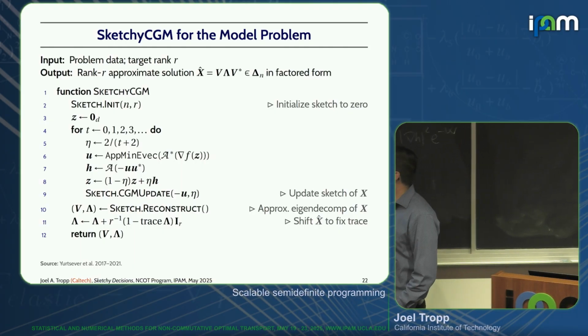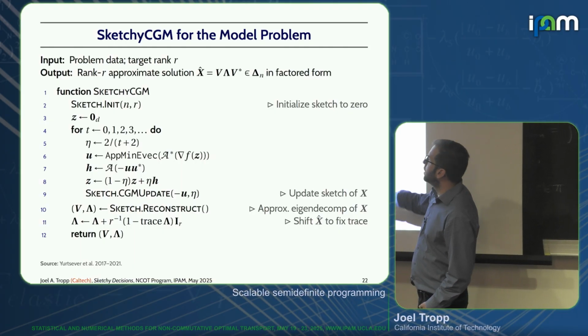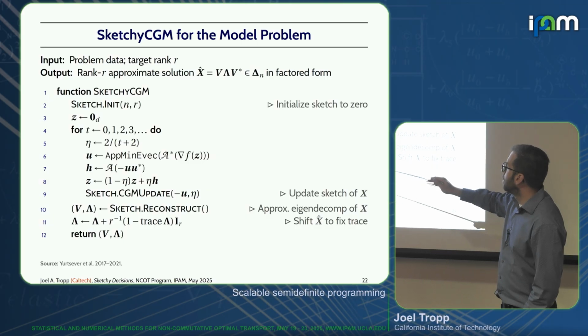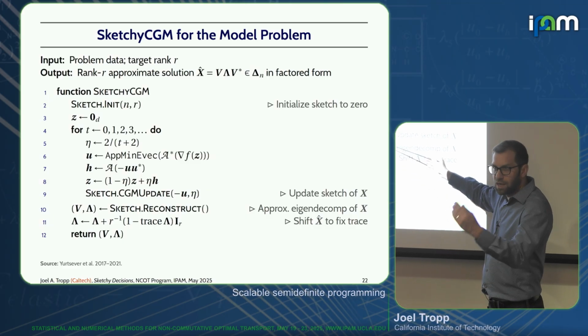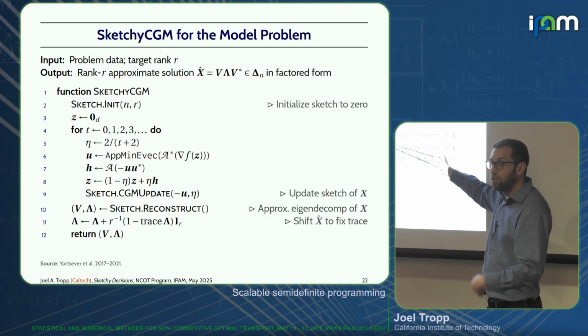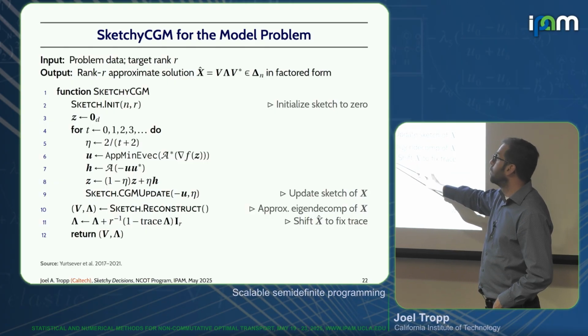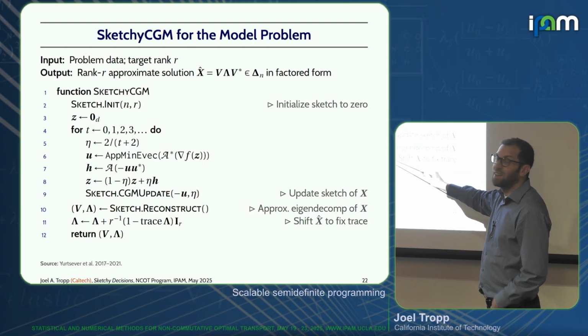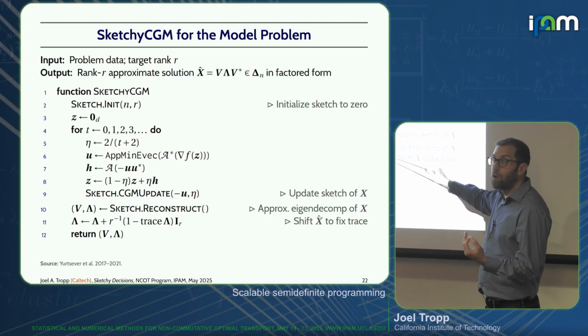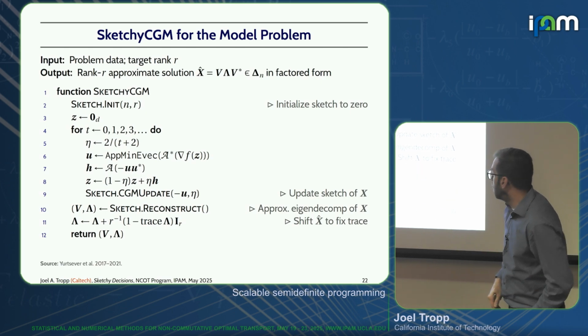And when we add that into the algorithm, it just creates a few extra steps. So we need to initialize the sketch. We need to update the sketch so that we can keep track of the matrix variable without using a lot of storage. And then after we're done optimizing, we reconstruct: we produce a low-rank approximation of the decision variable from the sketch, and that has guaranteed accuracy.